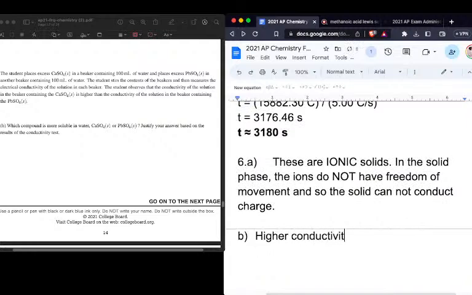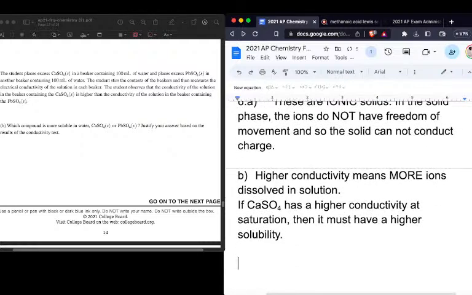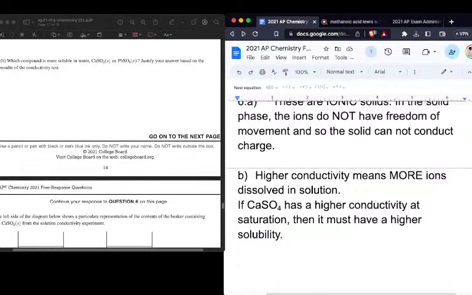Higher conductivity means more ions dissolved in solution. If CaSO4 has a higher conductivity at saturation, then it must have a higher solubility. That's it. Conductivity of ionic compounds in the aqueous phase depends on how much of it actually dissolves. That's it. That's all they want.